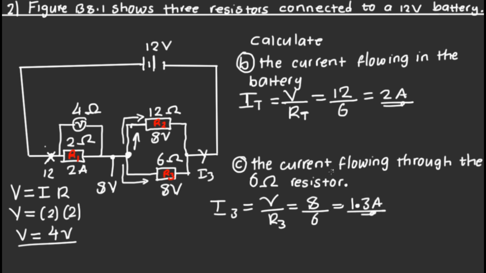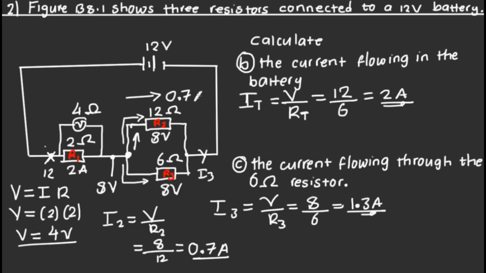Now to just prove, let's also calculate the current that was flowing through the 12 ohms resistance. So I'm going to use the same formula. I'll call this one my current 2 is equal to voltage over resistor 2, which is 8 over 12. So 8 divided by 12, I'm getting 0.66, which, if I round it off to one decimal place, is 0.7 amps, which simply means that in this loop 0.7 amps was there.